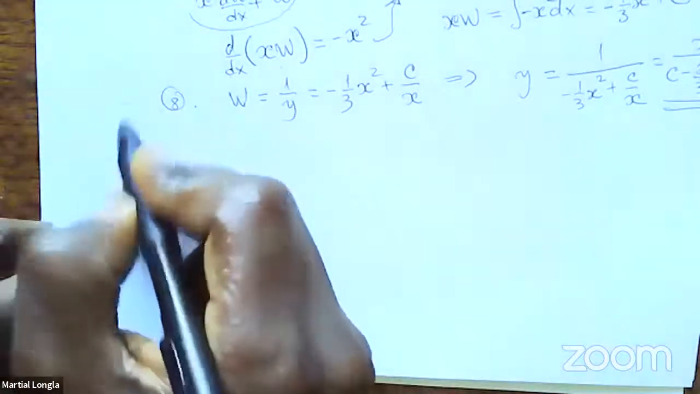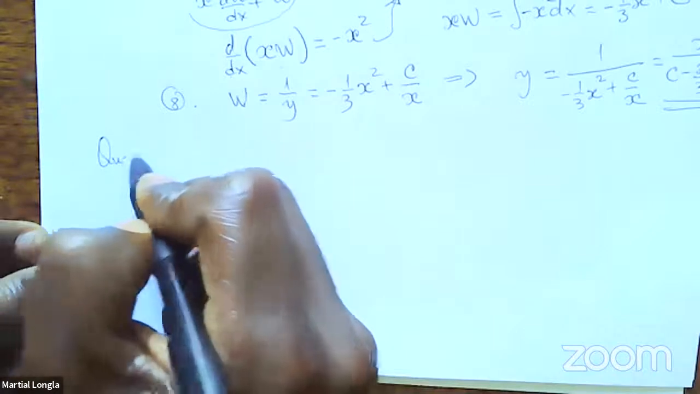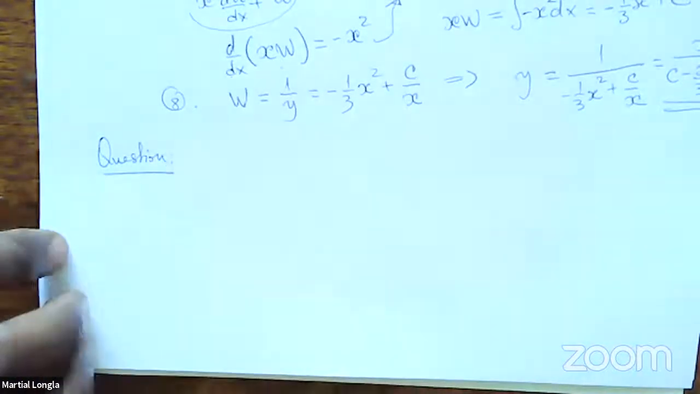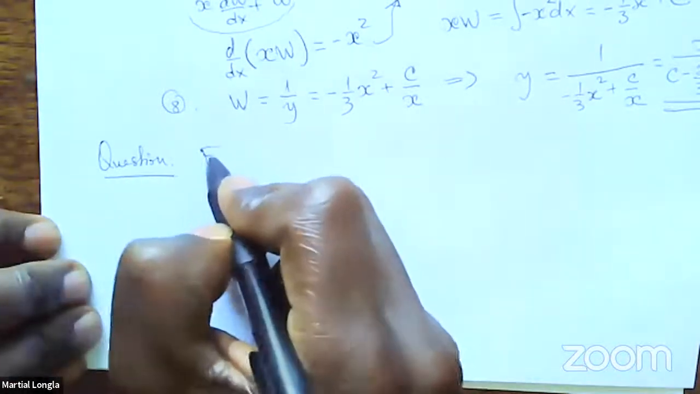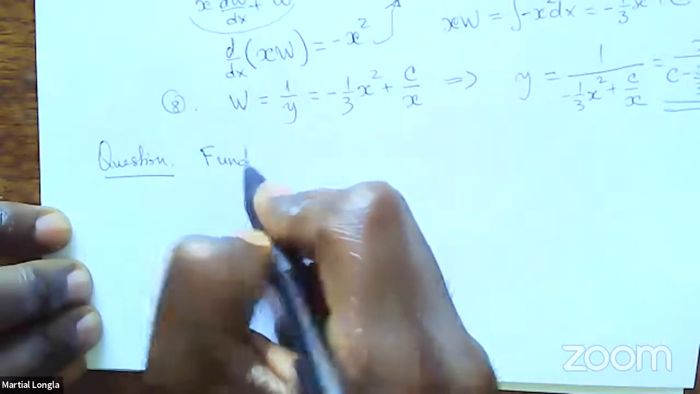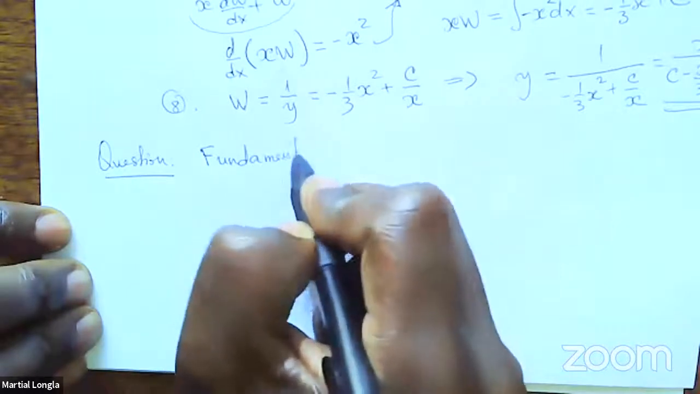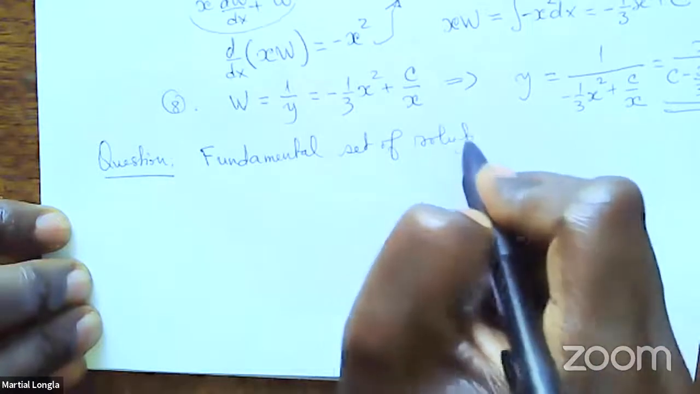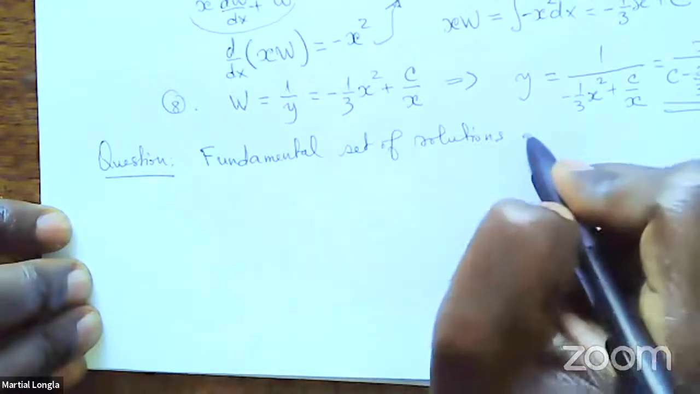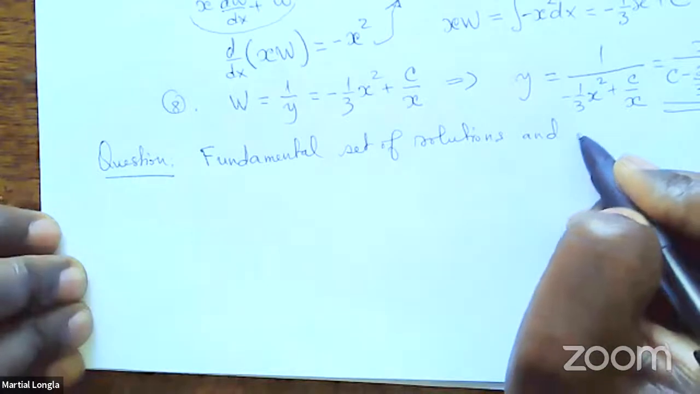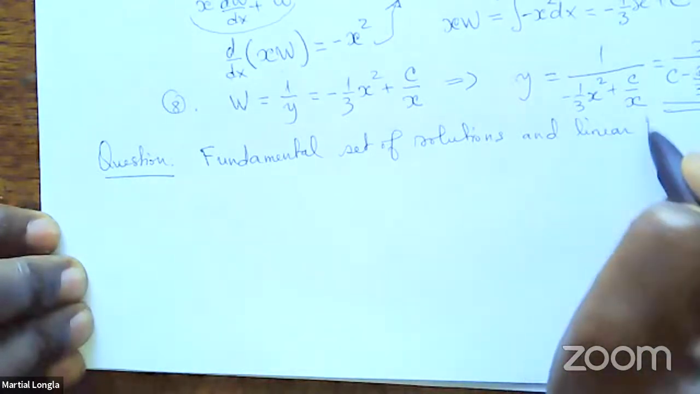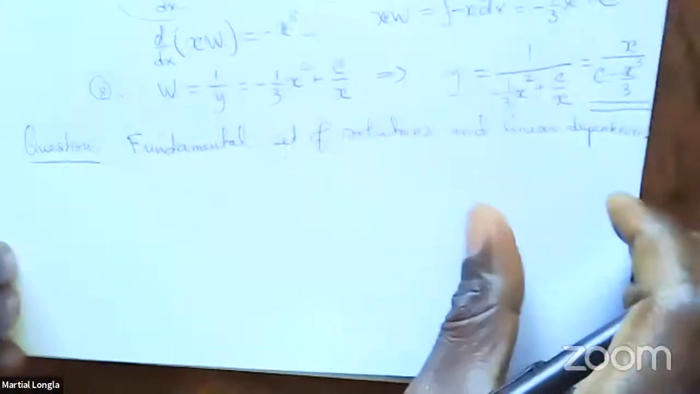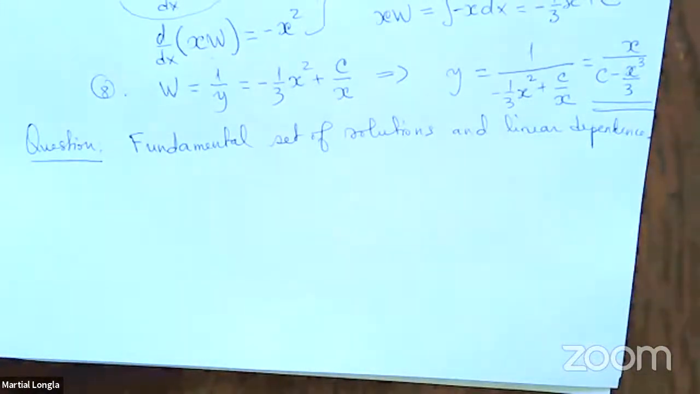Now the second question, so that will be question 2, second type of question, second topic. That was on fundamental set of solutions and linear dependence. So you have something on that topic.